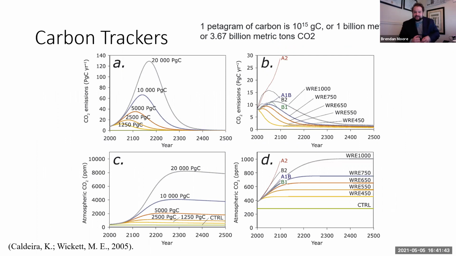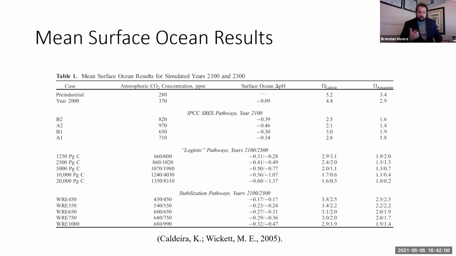And a PgC is actually a petagram. If you remember petabytes being above 1,000 terabytes and those sorts of things. But basically a petagram is a very large amount of carbon. And we can simulate the growth over time. And with that, we can also calculate various oceanic results. For example, the surface ocean change in pH over those years.